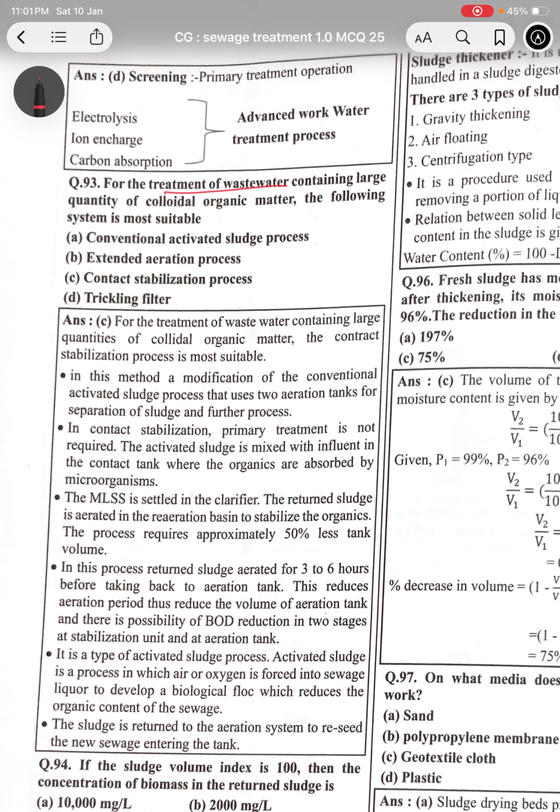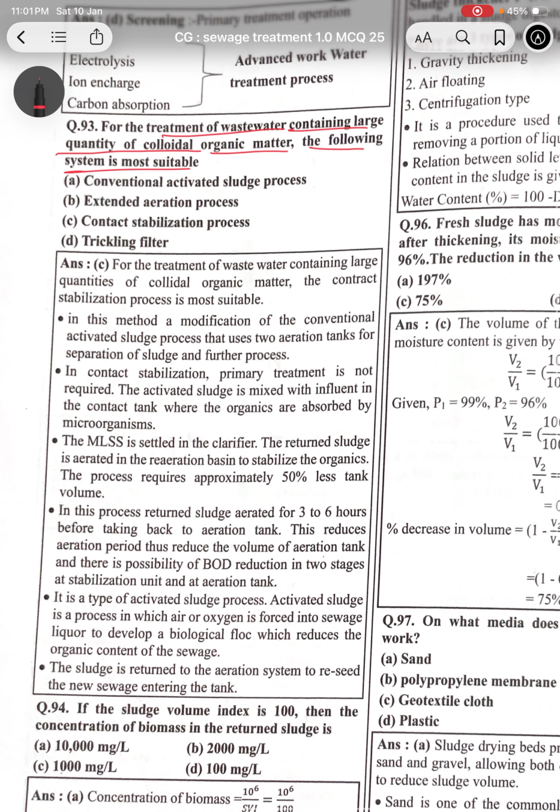For the treatment of wastewater containing a large quantity of colloidal organic matter, which of the following systems is most suitable: conventional activated sludge, extended aeration process, contact stabilization process, or trickling bed? The contact stabilization process is the most suitable.